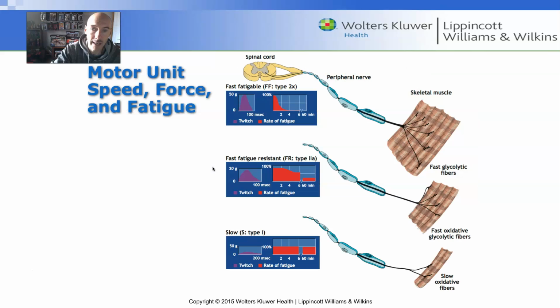So we can't grade force by only activating a portion of fibers in a motor unit. We grade force, or change force, by activating more than one motor unit, right? If I need a small amount of force, I'm just going to innervate this one. If I need maximal force, I'm going to go with all of them.